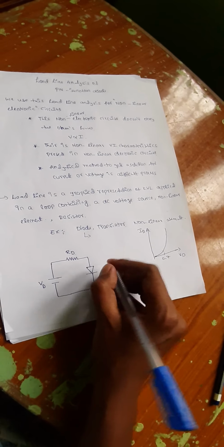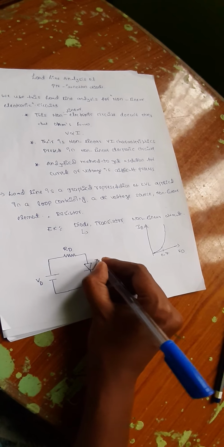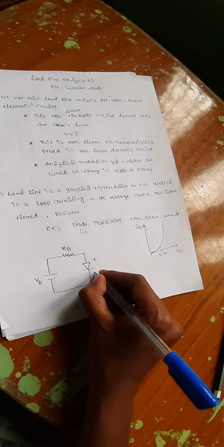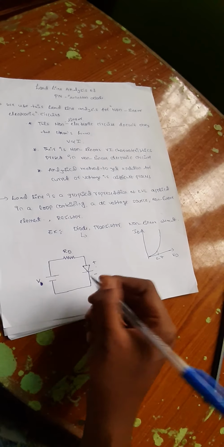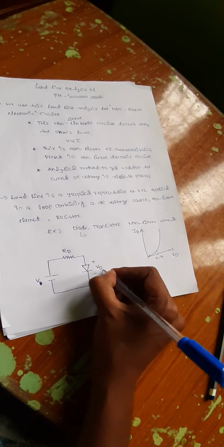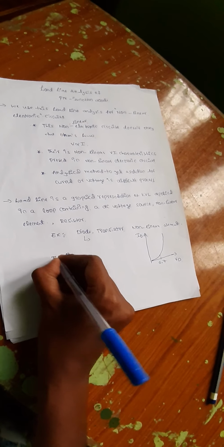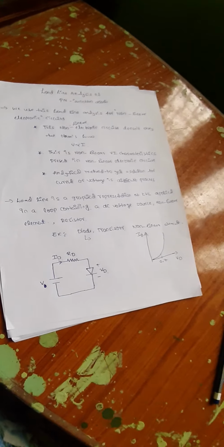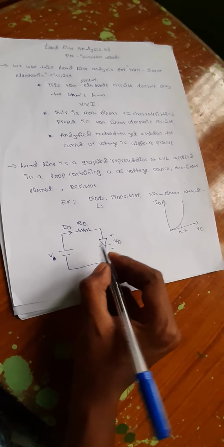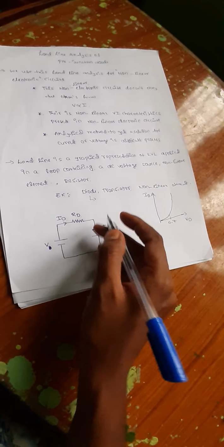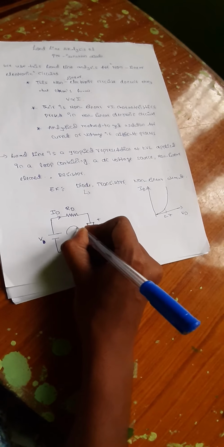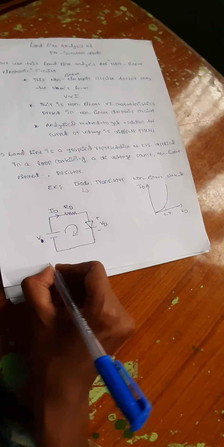So this is a diode. Let us consider here it is V, and here it is VD. Voltage across the diode is VD. Current through the diode is ID. Okay, applying KVL to this one. To get a load line analysis, we should apply KVL to this circuit. So applying KVL, it's better to write here.